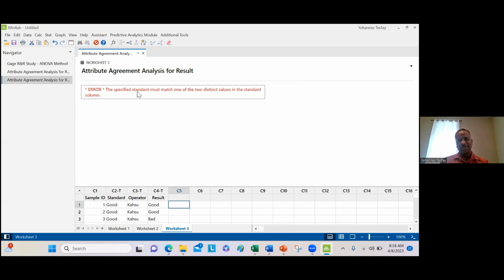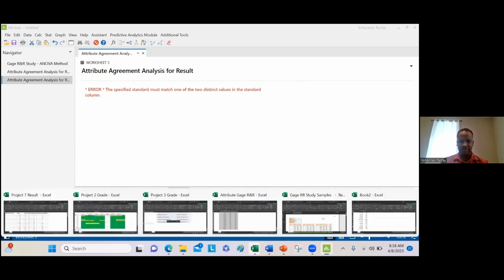Oh, the specified standard match one of the two distinct columns in the standard column. Okay.